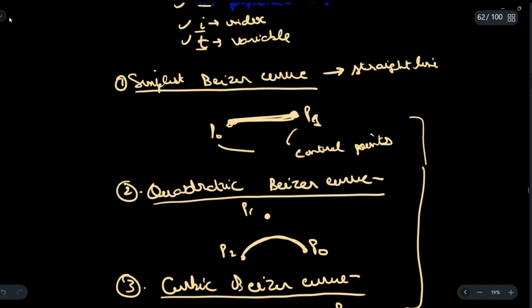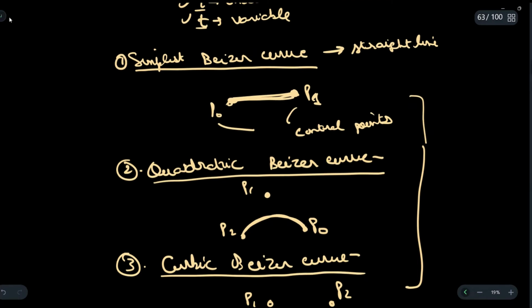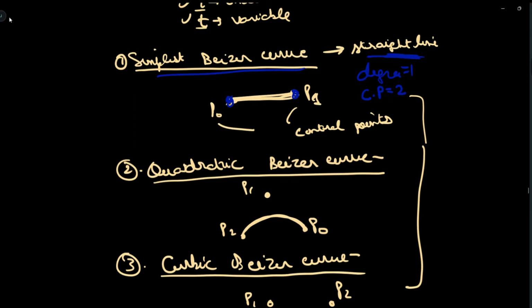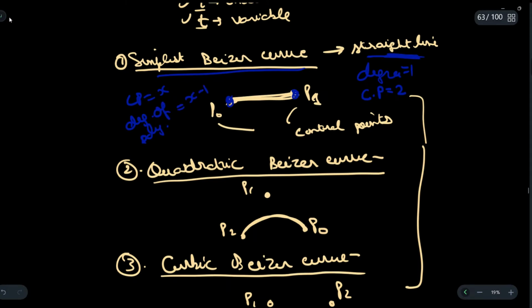Now you must have noticed something: here we have the simplest, a straight line of degree 1, and here we have two control points. A straight line is of degree 1, and the control points, represented by CP, are 2. So we can say that if the control points are x, then x minus 1 is the degree of the polynomial. Suppose CP is equal to x, then the degree of the polynomial will be equal to x minus 1, that is 1 less than the value of x. That is, we have a degree of 1 for this line and the control points are 2.